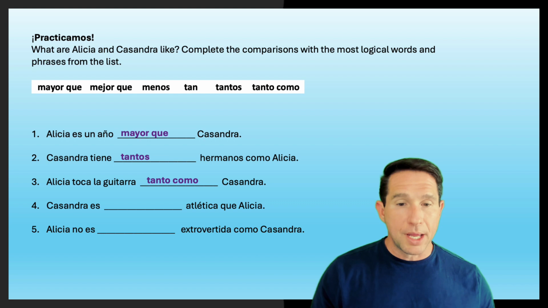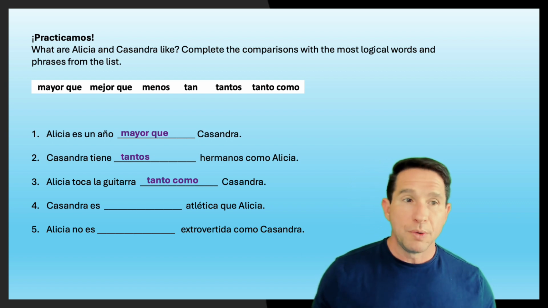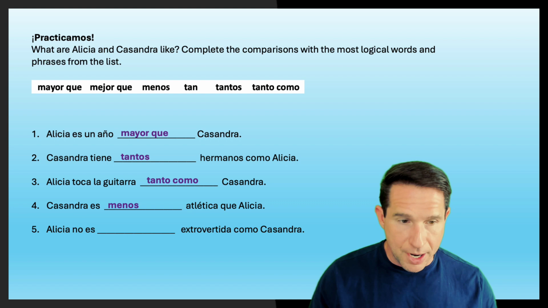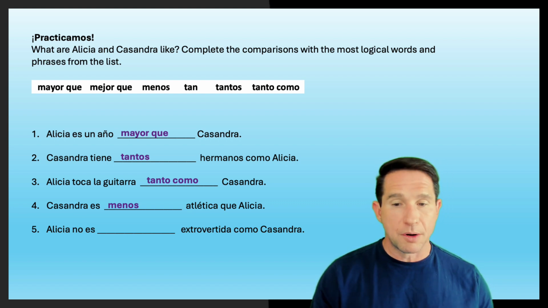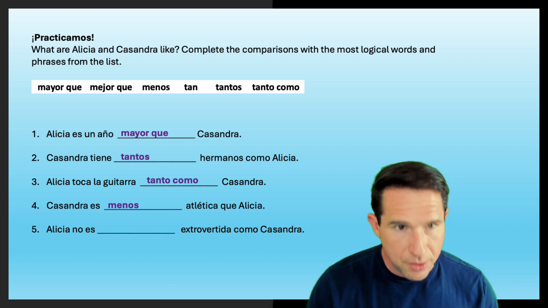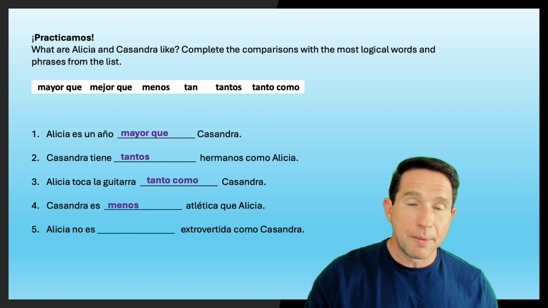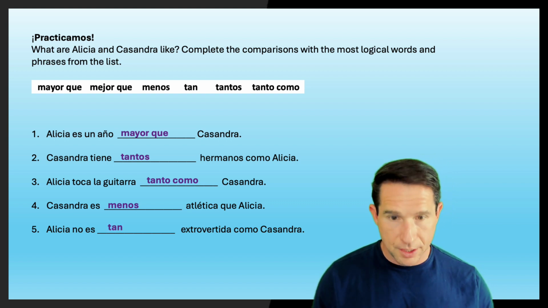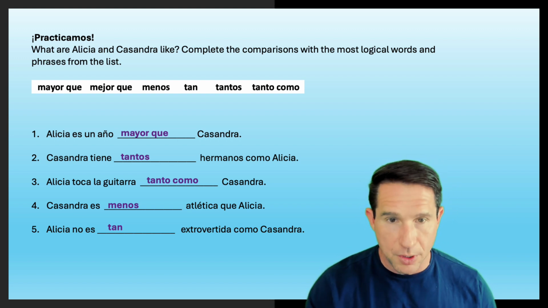Cassandra es blank atlética que Alicia. We have que, so we know it's either going to be más or menos. We don't have más up there, so menos atlética que Alicia, right? Alicia no es blank extrovertida como Cassandra, right? We have como, so it's an adjective, right? Tan extrovertida como Cassandra. Muy bien, chicos. Okay, vamos con parte número 2.